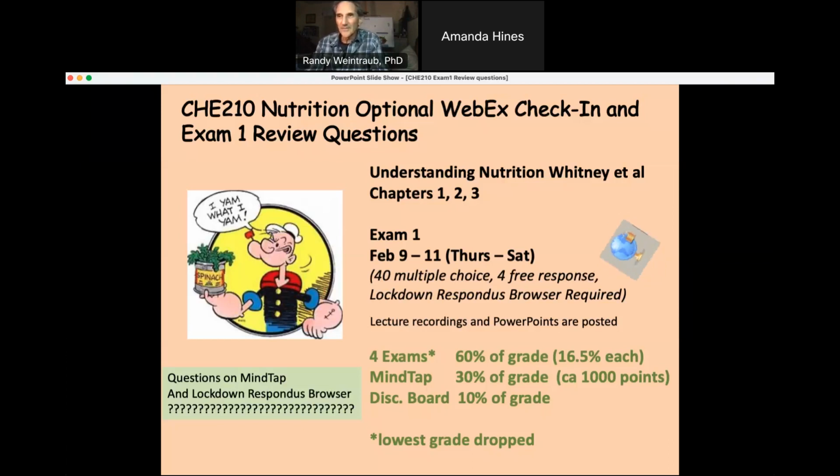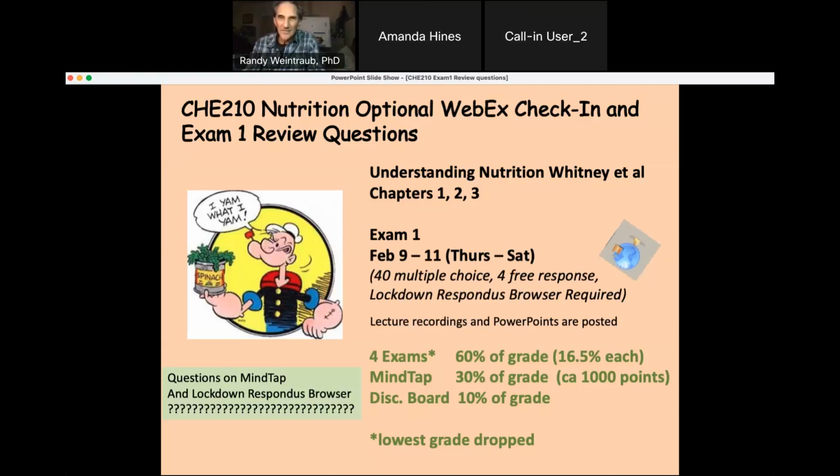To review, 4 exams will count 60% of the grade. 1 of 5 exams will be dropped. MindTap activities, as you see on Blackboard, are giving you a running average, and that's averaging in to a current average in a total weighted average column in Blackboard. 10% is your participation in the approximately weekly discussion board questions.